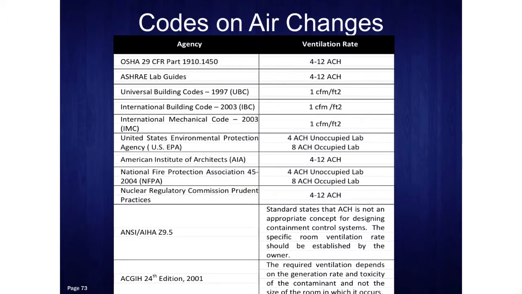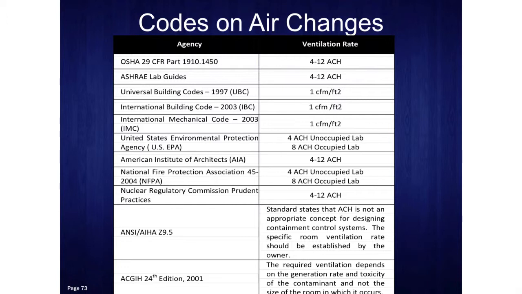So looking at the codes on air changes, those first two rows there, OSHA and ASHRAE, their ventilation rate range is about 4 to 12 air changes. When you start looking at the codes, they ask for 1 CFM per square foot, which equates to about 6 air changes in a lab with a 10-foot ceiling.